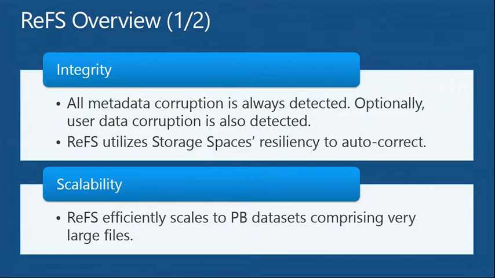The first of the four is basically integrity. The concept here is that metadata corruption is always going to be detected by the write actions of the file system driver, to see if there are any problems with the data on the drive. You can turn it on for user data, but basically it's there for metadata and the file system itself. ReFS uses the resiliency capabilities of storage spaces to autocorrect on the fly, which hopefully my demo will play nice with me, and I'll show you that in just a moment.